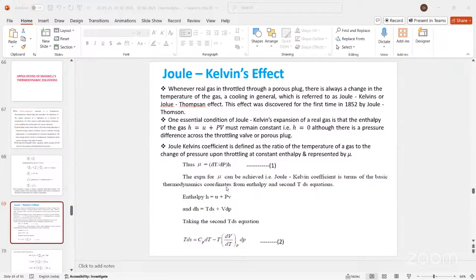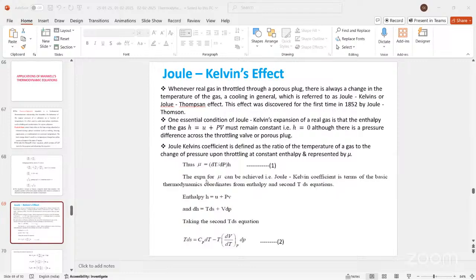In thermodynamics, throttling means utilizing a throttling valve to change a high pressure fluid into a low pressure fluid. Change from high pressure to low pressure is called throttling in thermodynamics. So mu is equal to dT by dP at constant H. What is H here? Enthalpy.